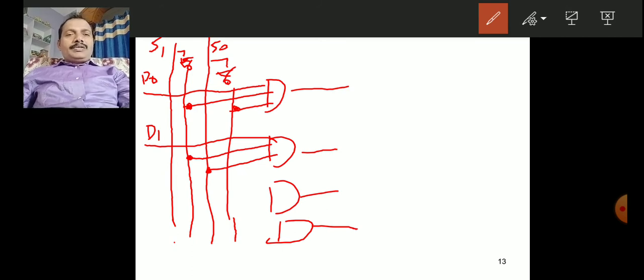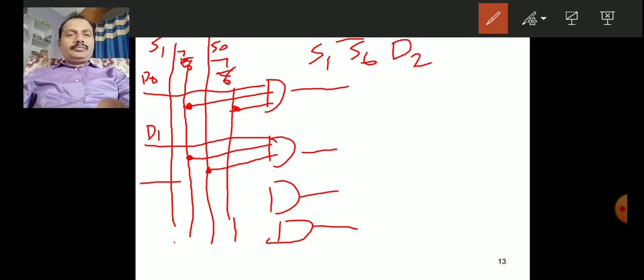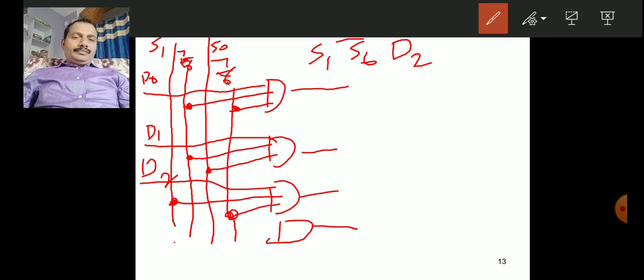Third minterm is S1, S0 bar, D2. So D2 is connected now. This is the D2 and S1 S0 bar. So this is the S1 line, so S1 you have to connect here. Next S0 bar. So this is the S0 bar, you have to connect here. So that is the third minterm.